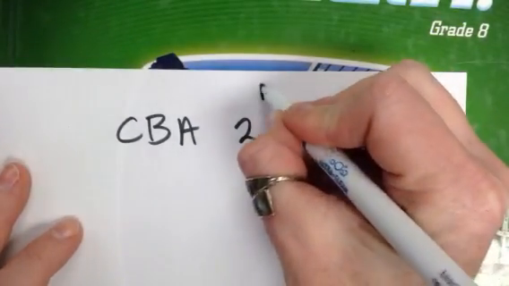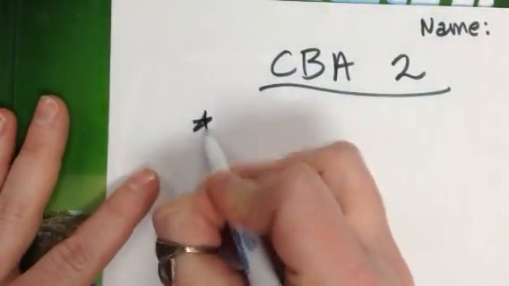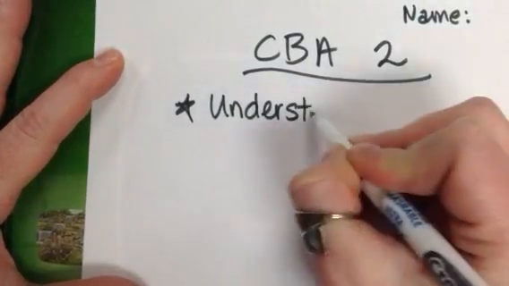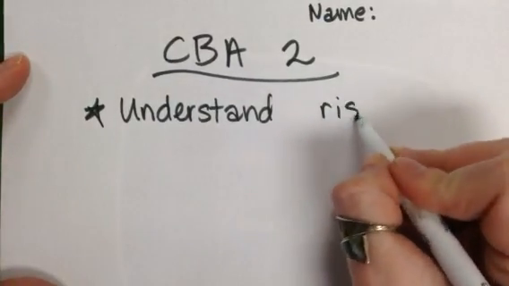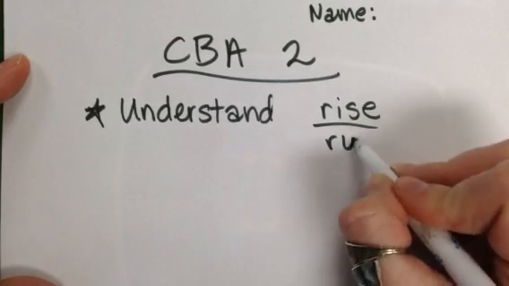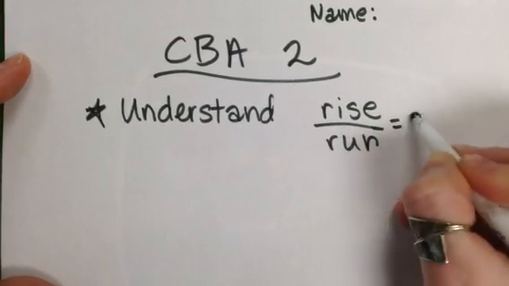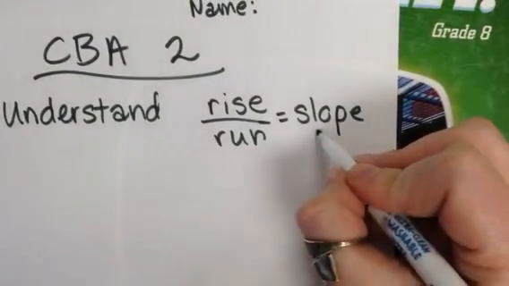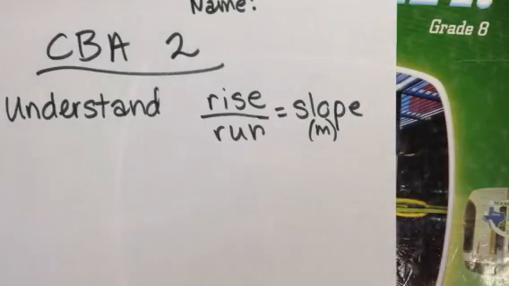So make sure that you put your title as CBA 2 and write your name up here. Okay, so the first questions on the test are about slope. So you want to understand that to get slope, you are getting the rise over the run number. And don't forget that M is going to be your variable that stands for slope.